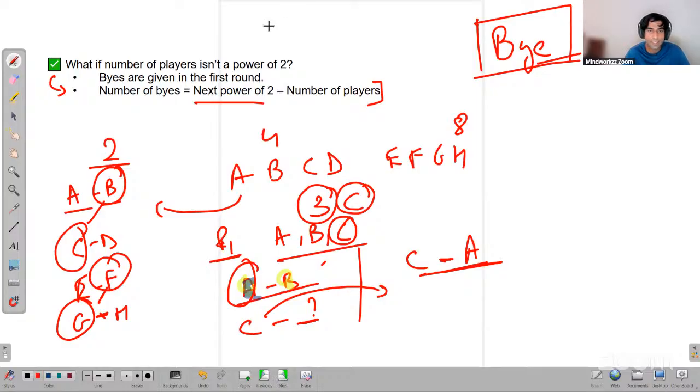Buy is basically when you have a number of players wherein you don't have enough players to play against each other. Then you give out buys so that you can accommodate everybody and everybody gets a match to play against each other. So buys only occur when the number of players aren't in a power of two.